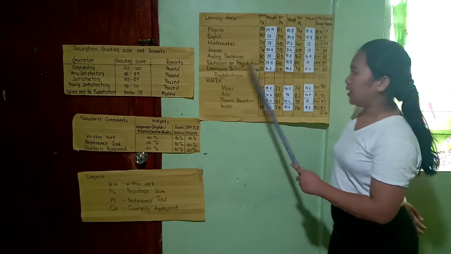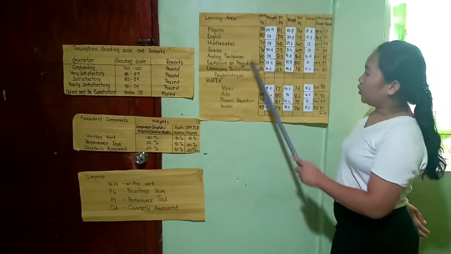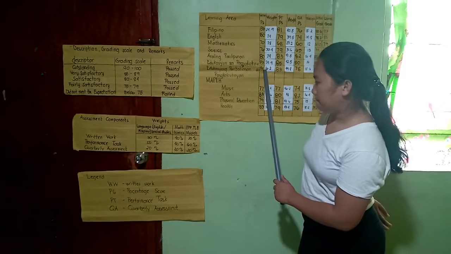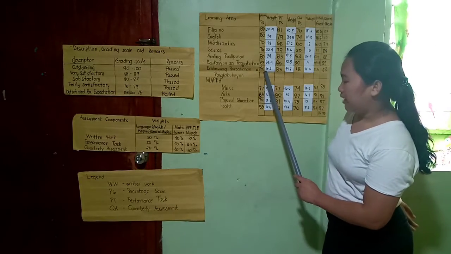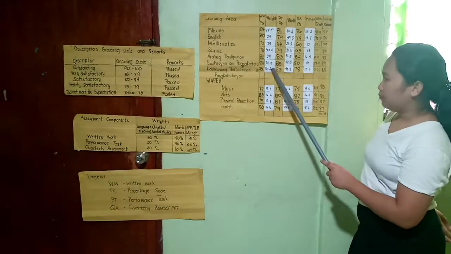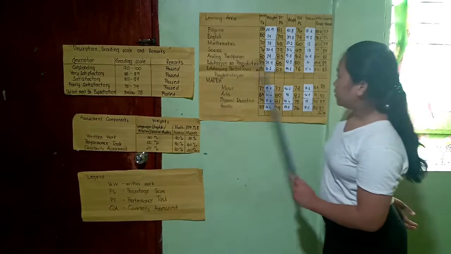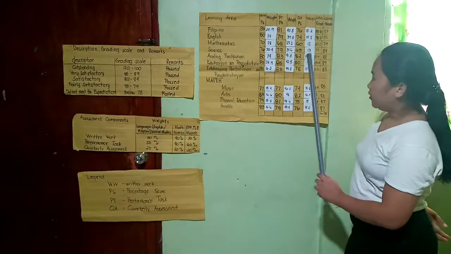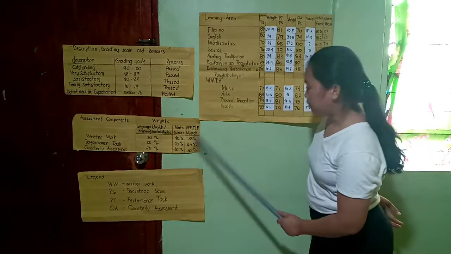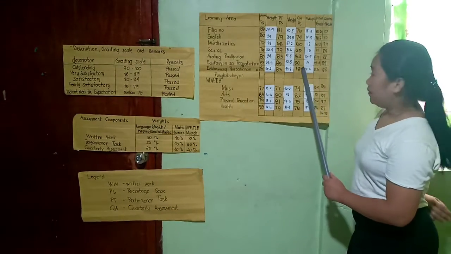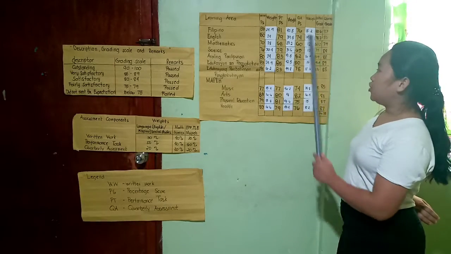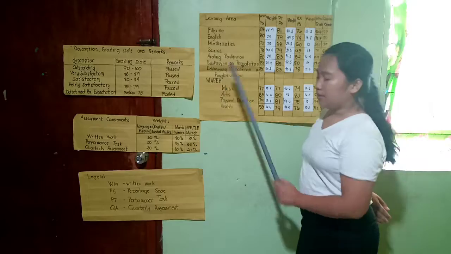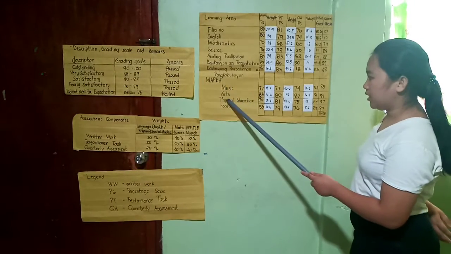So in Edukasyong Pantahanan at Pangkabuhayan, the written works is 81 times 20% is equals to 16.2. So 83 times 60% is equals to 49.8. So in quarterly assessment, 78 times 50% is 15.6. The initial grade is 81.6. Final grade of 88. So in MAPE, we have music, arts, physical education, health.